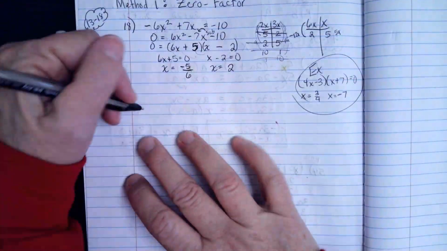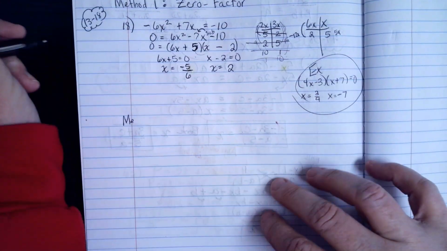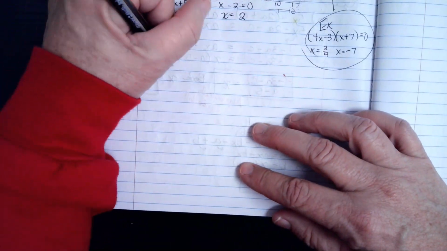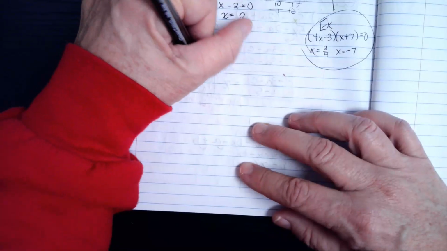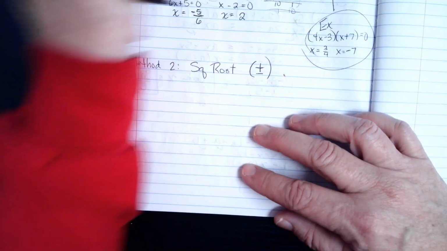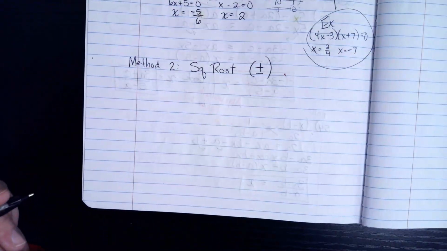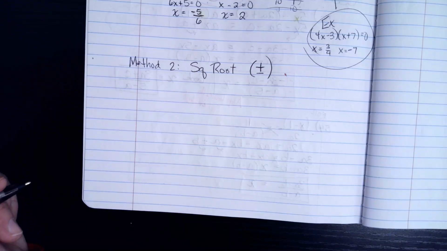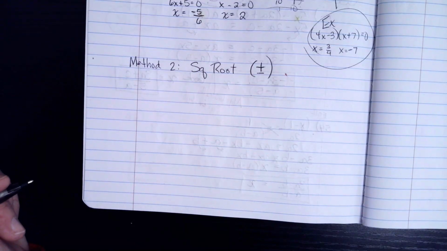So, method 2. Can you even see where I am? Okay, method 2. Square root. And then put a little note, plus minus, because it's a big deal. Otherwise, you'll only get one solution, which doesn't fit the fundamental theorem of algebra that the exponent tells you how many solutions you've got.